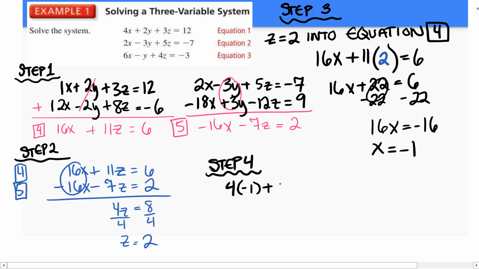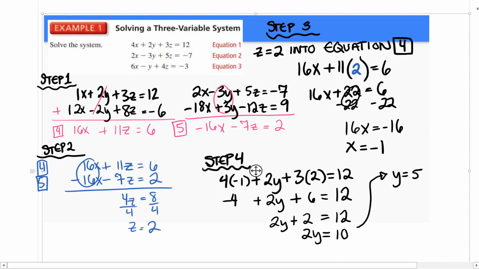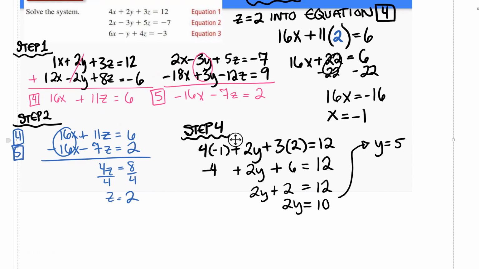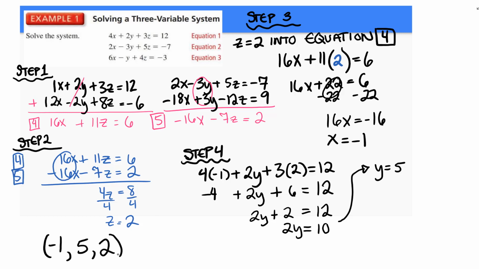x is -1 plus 2 times y plus 3 times z, which is 2, equals 12. Solve for y. All right, and we have gotten the answer of y equals 5. So we have the answers to all 3 variables. We need to write our answer as an ordered triple in the form x, y, z.